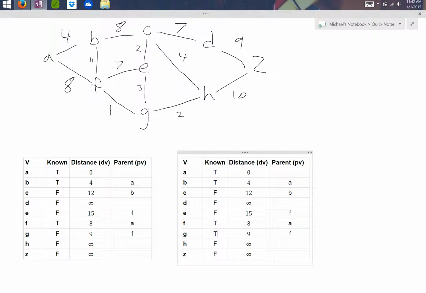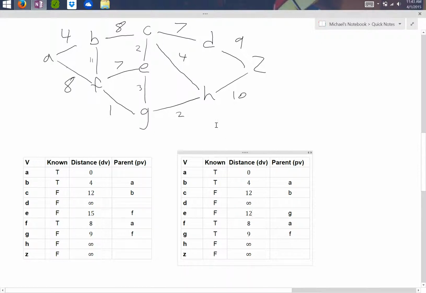So G is true. So if G is true, we look at it and we say G is 9, so 9 plus 1 for F. Actually, F doesn't matter because F is true. Have we been to E already? E we've been to at a cost of 15. So is 9 plus 10, 11, 12, is 12 less than 15? Yes, it is. So this is 12, and we update the parent to be G.